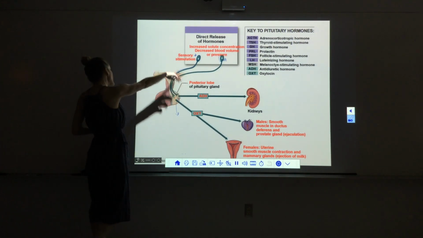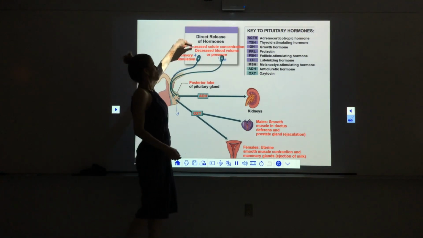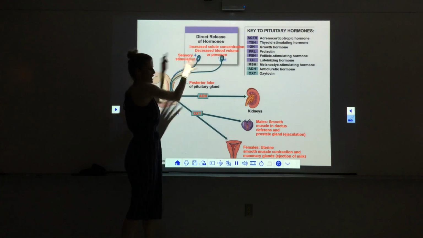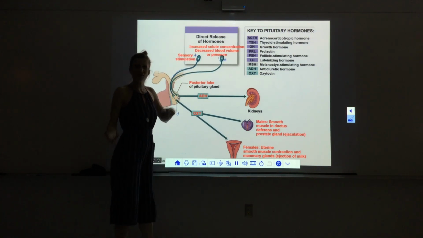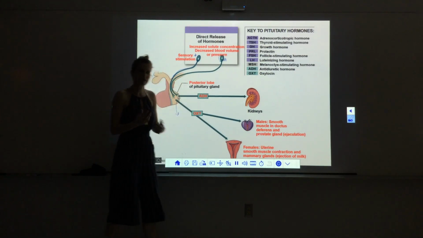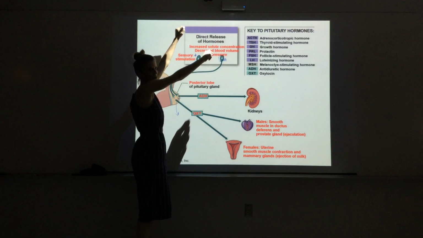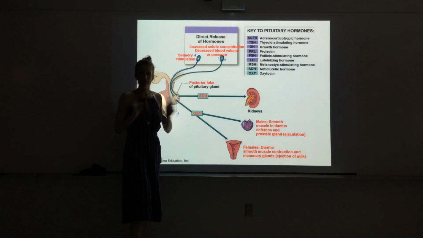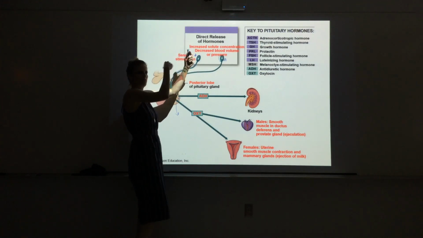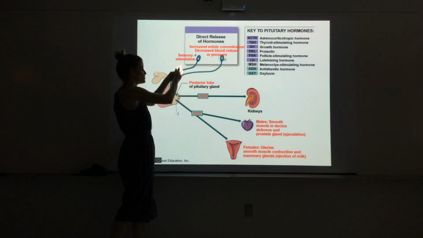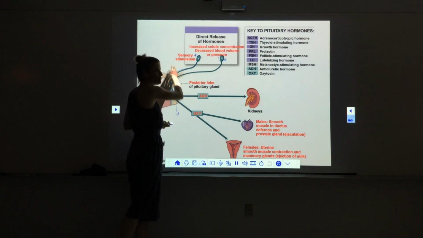Now, when we look at ADH and oxytocin, these hormones are released directly because of some sort of sensory stimulation. Either some sort of a change in the body or some sort of an actual physical stimulus. Something happens in the body and that directly stimulates the release. We don't have releasing hormones. We don't have inhibiting hormones. There's no other chemical above this that's making this happen. Okay, so we don't have the releasing and inhibiting hormones like we did in the anterior pituitary.